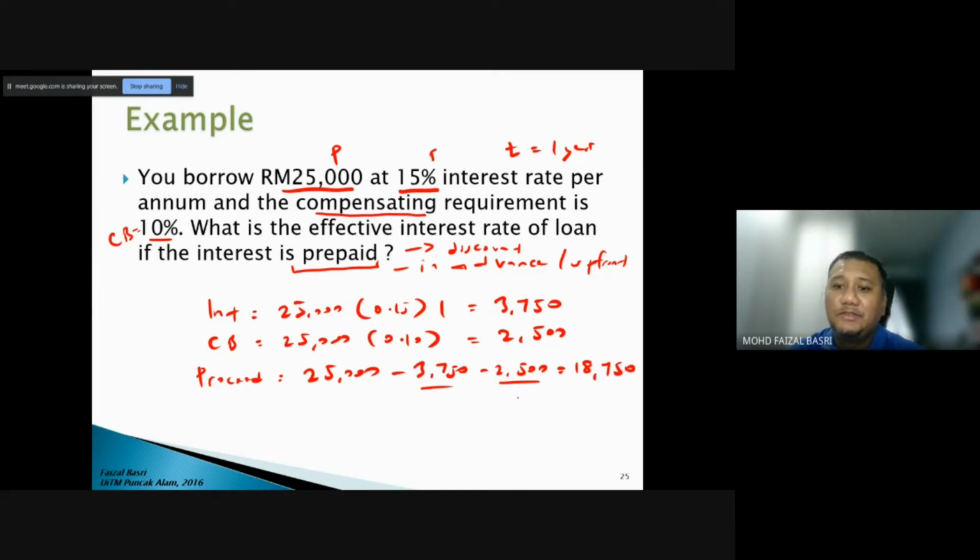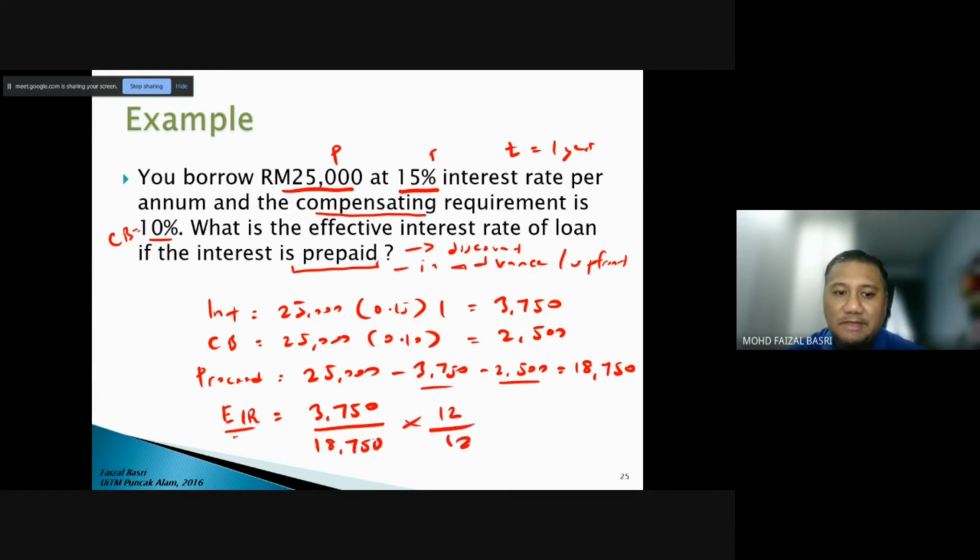So this is the proceeds. So once we have the proceeds, we can calculate the effective interest rate. So the interest is 3,750. The proceeds, 18,750 times 12 over 12.